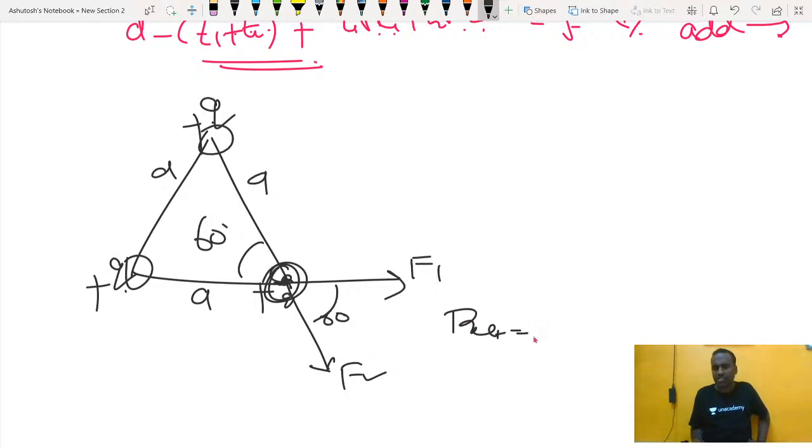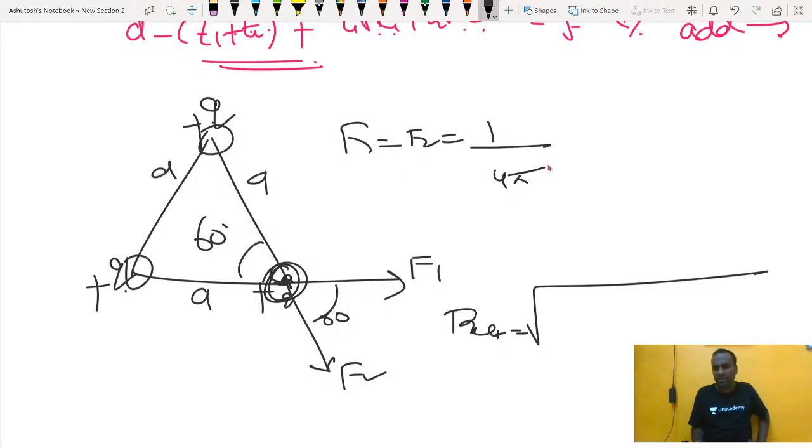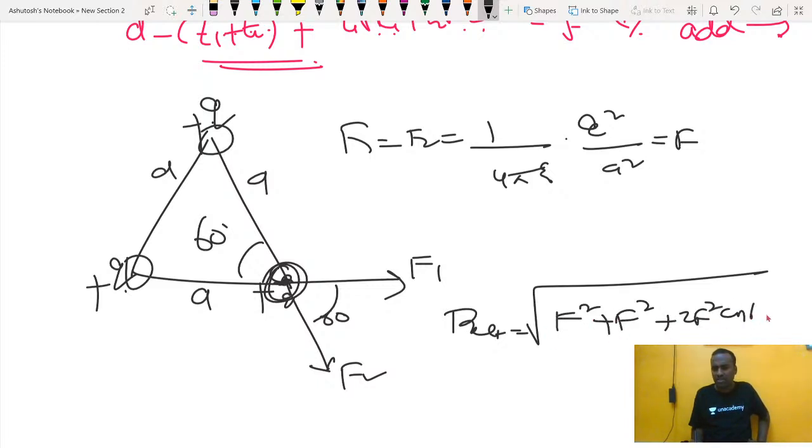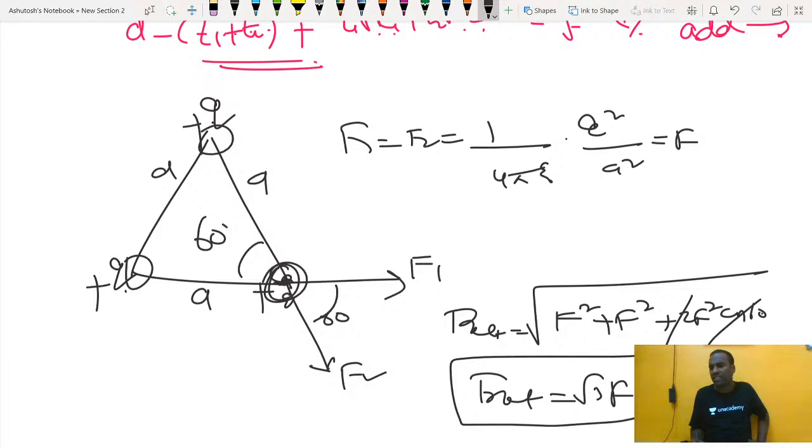Then the net force is equal to root of. What are F1 and F2, students? Both are the same: 1 by 4 pi epsilon naught Q square by a square. So F1 and F2 are both the same, equal to F. The net force is root of F square plus F square plus 2F square cos 60. The value of cos 60 is 1 by 2. Then we get the net force equal to root 3 times F. Okay, students, so this is the idea of force I am giving you.